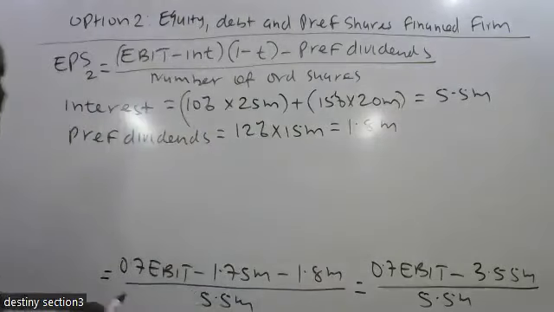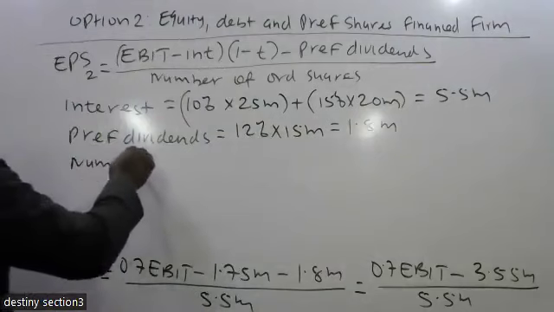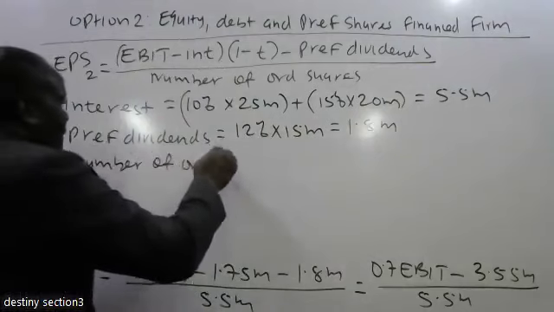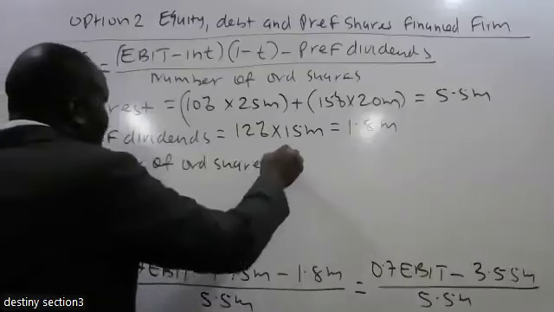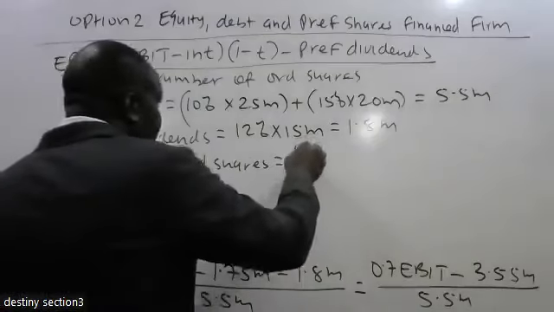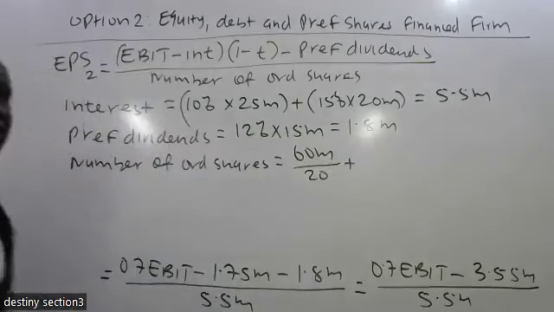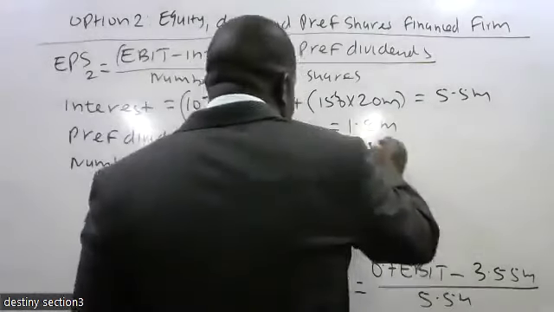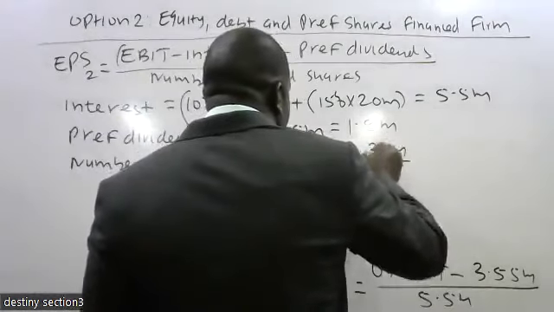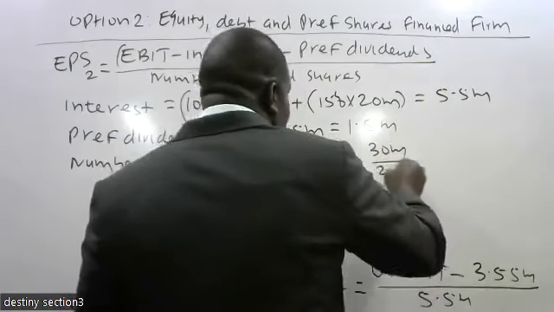Then the other thing is now to calculate the number of ordinary shares. Currently it is 60 million divided by 20. Then we add 30 million. So 30 million were issued shares at how much? 35. Yes. The par value is 20.